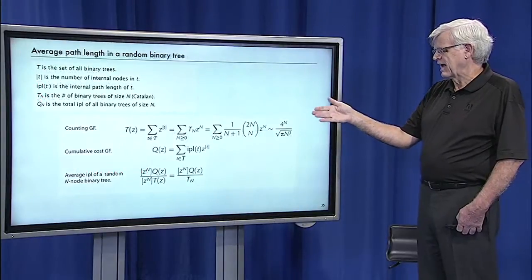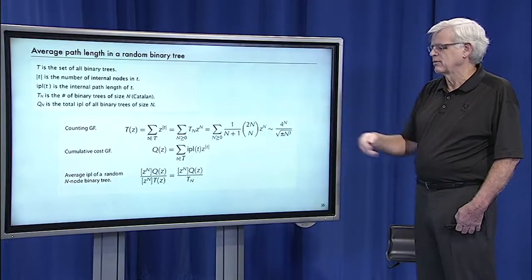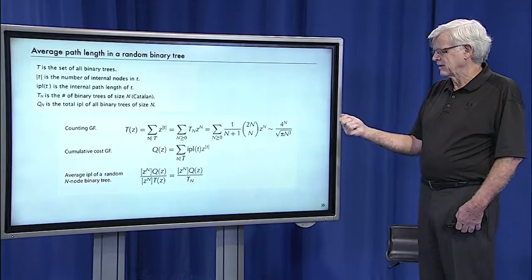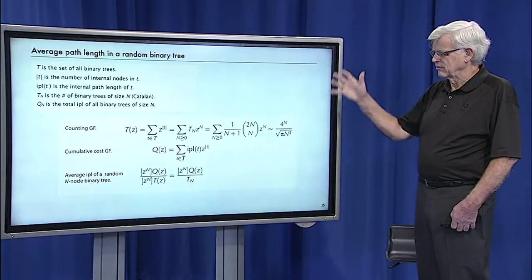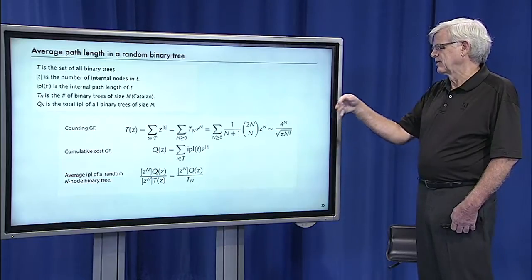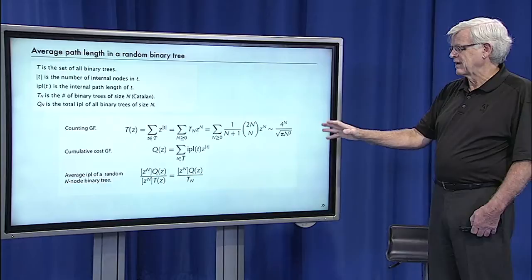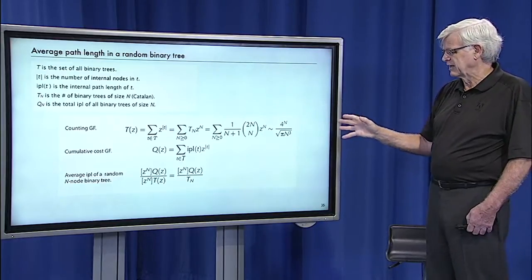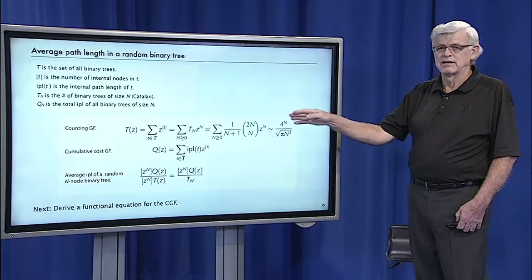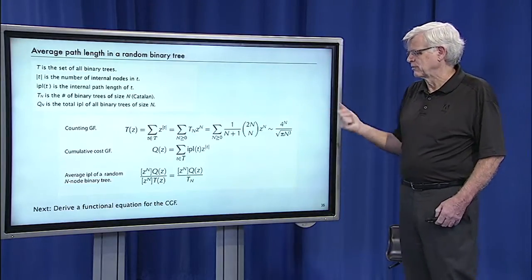And we know that the average is going to be the coefficient of z^n in the Q divided by the coefficient of z^n in the T. The coefficient of z^n in the Q is the total internal path length of all trees of size n. If you divide that by the number of trees of size n, then you get the average internal path length. So that's the cumulative counting method that we're going to use to analyze this quantity. And so now what we have to do is analyze that cumulative cost generating function, and that's what we'll do next.